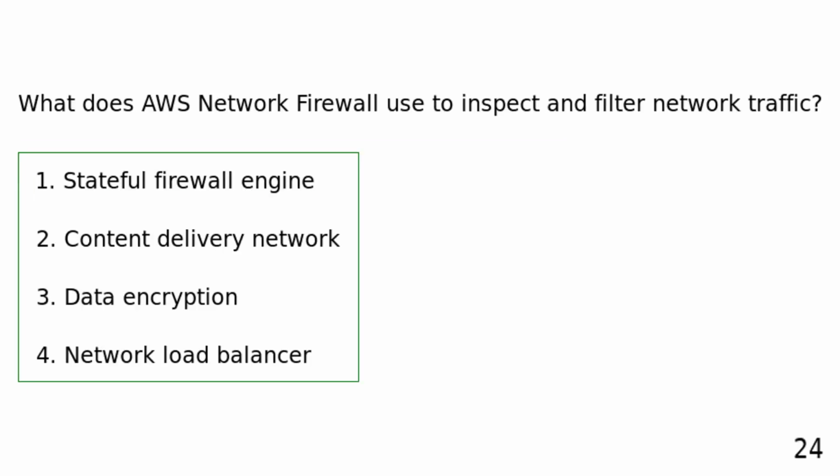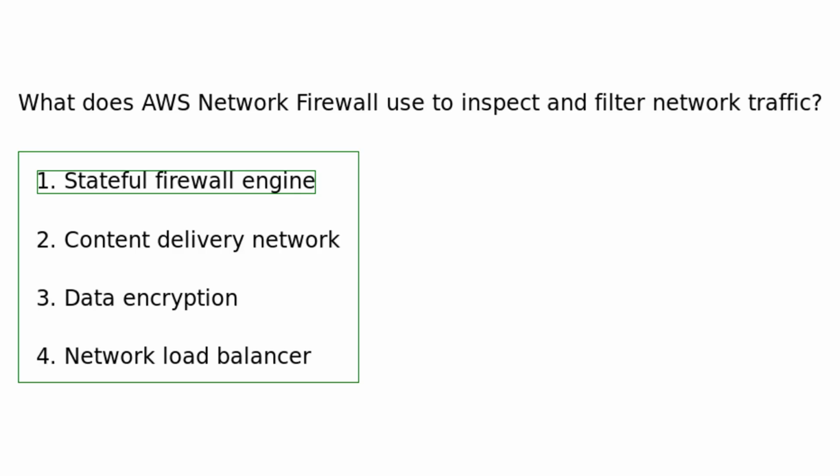What does AWS Network Firewall use to inspect and filter network traffic? Stateful Firewall Engine. Content Delivery Network. Data Encryption. Network Load Balancer. AWS Network Firewall uses a stateful firewall engine to inspect and filter network traffic, allowing for advanced security measures.